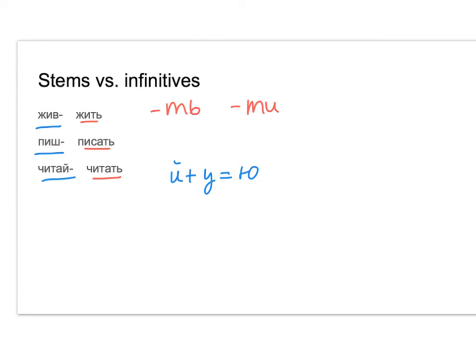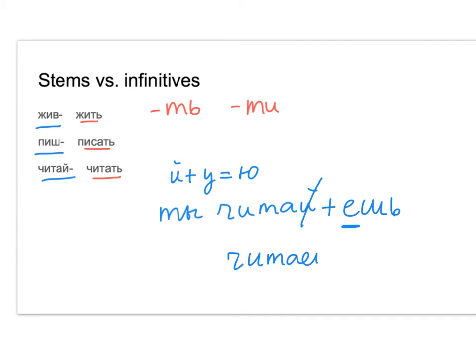Similarly, when we take the verb читать with verb stem читай, if we want to create the ты form, ты читай plus ешь, since е is already soft with the y sound at the beginning, we don't really need the й краткая anymore. Ты читаешь.